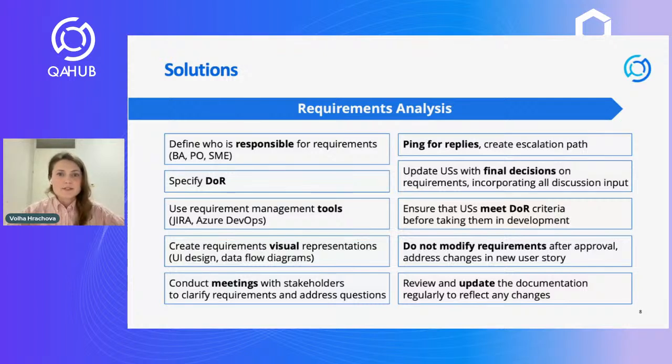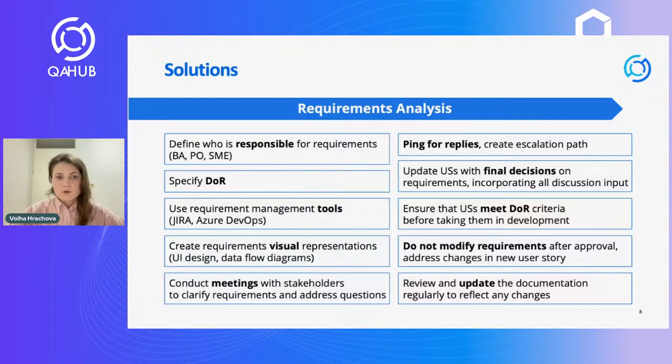Also, if we have some issues with the stakeholders' availability, we should ping them. For example, we write an email, we can ping them later in Slack, or again in email, but we should think of some escalation path. What can we do if we are not able to reach the stakeholders for our answers?